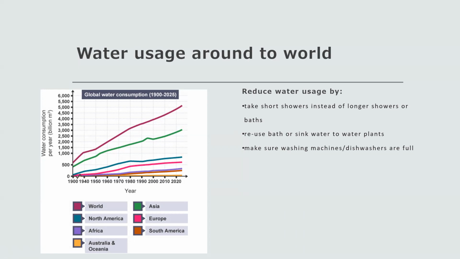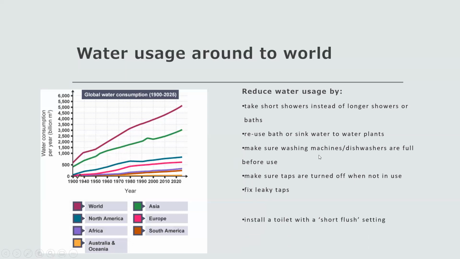Make sure your washing machine and dishwasher are full before using. So just make sure you're using less water. There's the common sense bit here: just make sure you're doing less, so you don't have to keep washing your dishes. Make sure taps aren't leaking or on when you're not using them. A short flush setting is obviously just a smaller flush, so it doesn't use as much water.